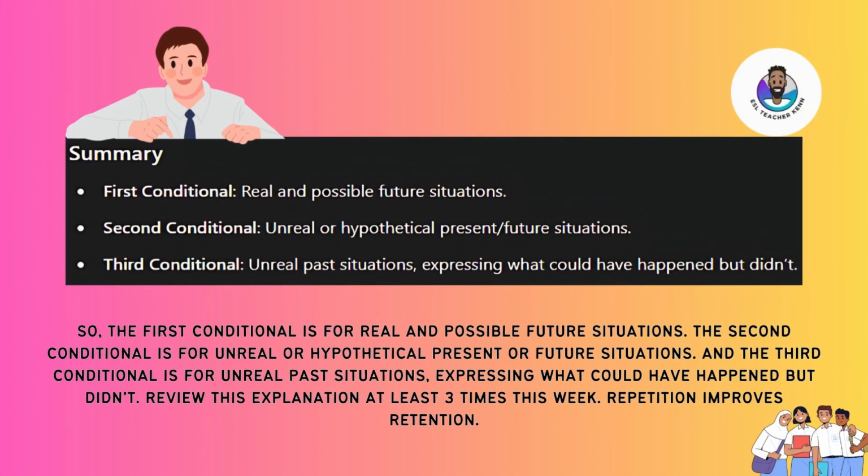So, the first conditional is for real and possible future situations. The second conditional is for unreal or hypothetical present or future situations. And the third conditional is for unreal past situations, expressing what could have happened but didn't. Review this explanation at least 3 times this week. Repetition improves retention.